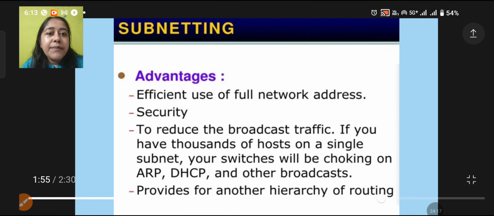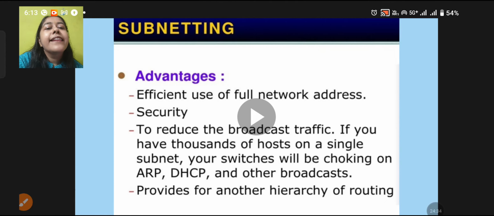Now what is subnetting and what are the advantages of subnetting? Efficient use of the full network address. Security. It reduces broadcast traffic. If you have thousands of hosts on a single subnet, your switches will be choking on ARP, DHCP and other broadcasts. It also provides another hierarchy of routing, right?